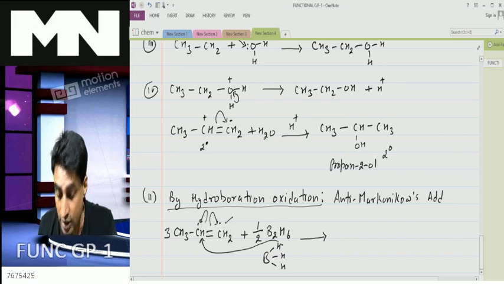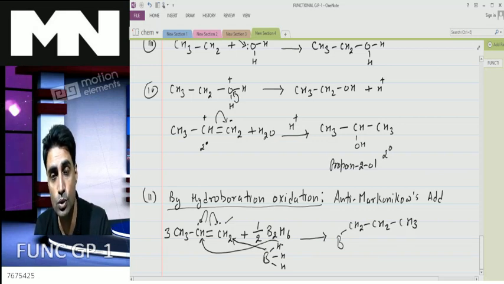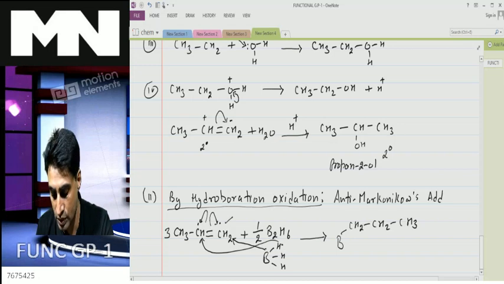In borane also there is homolysis. So you get an H free radical, and along with that you get a boron free radical. This boron free radical will form a bond with this carbon. So the compound I will get is like this: B, then CH2, then CH2, then CH3. This is what will happen to a single molecule of propene.